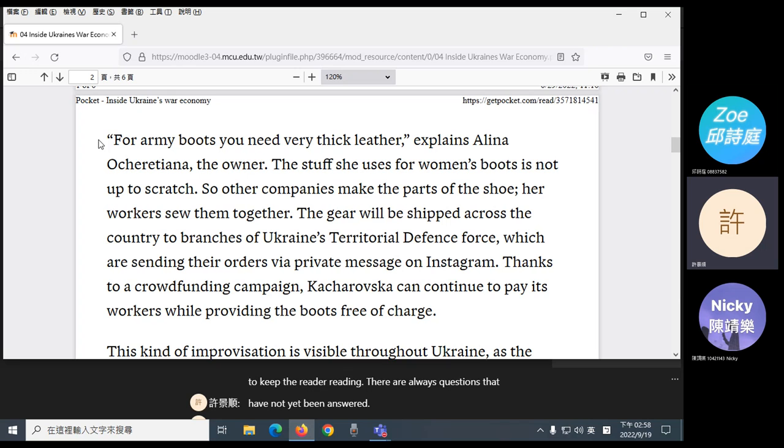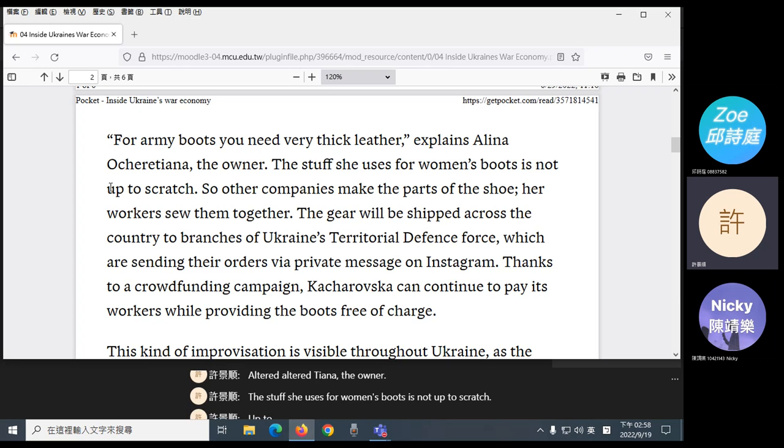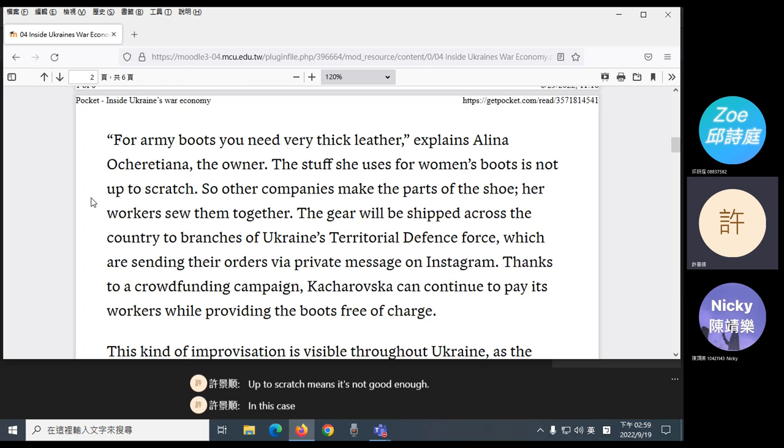For army boots, you need very thick leather, explains Alina Ocheretiana, the owner. The stuff she uses for women's boots is not up to scratch. Up to scratch means it's not good enough. In this case, it's not thick enough.